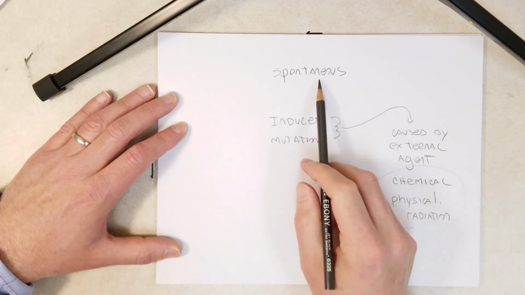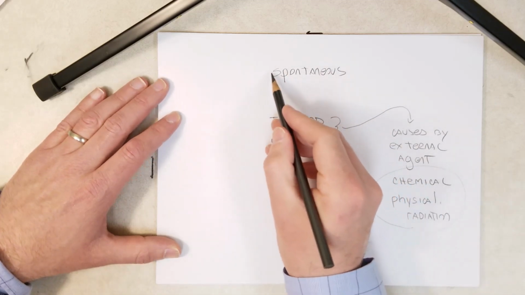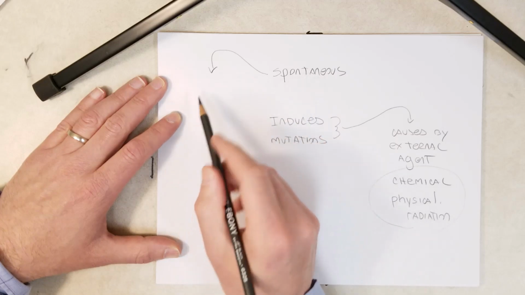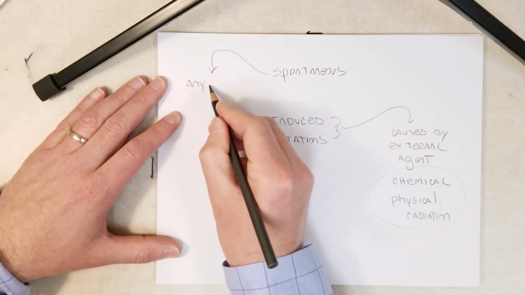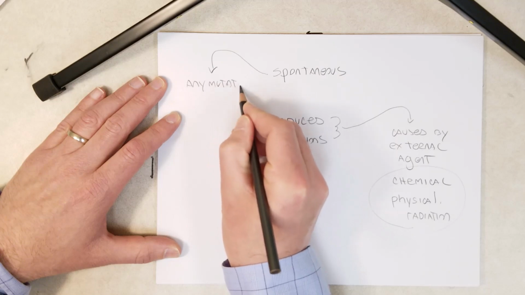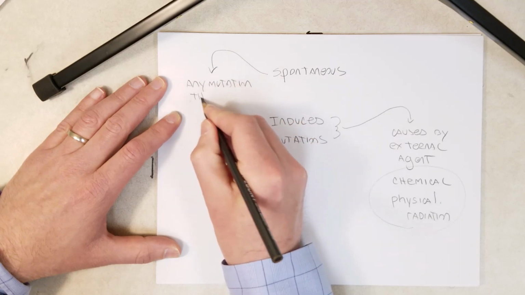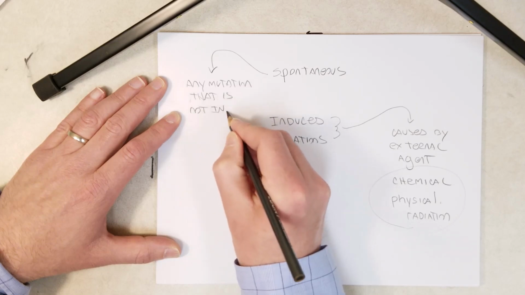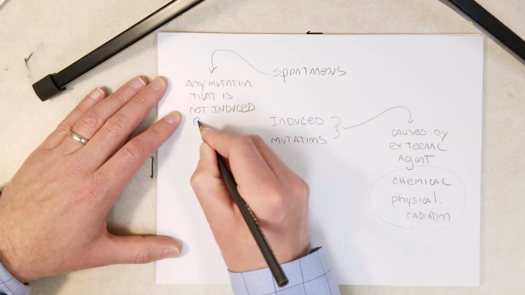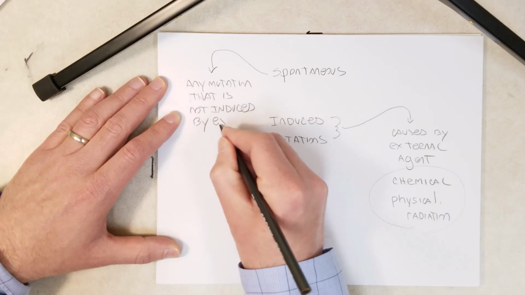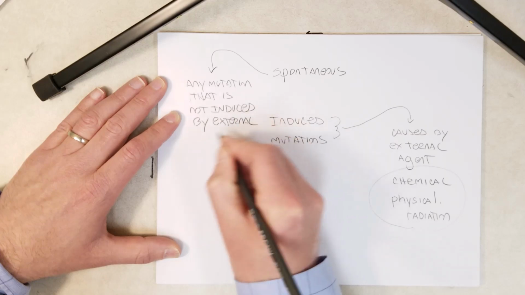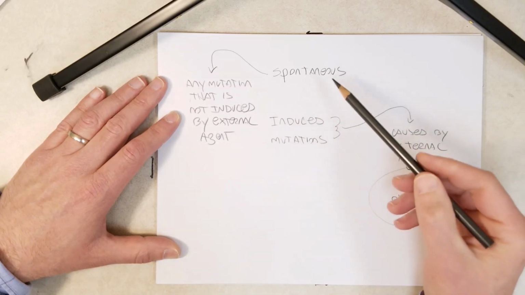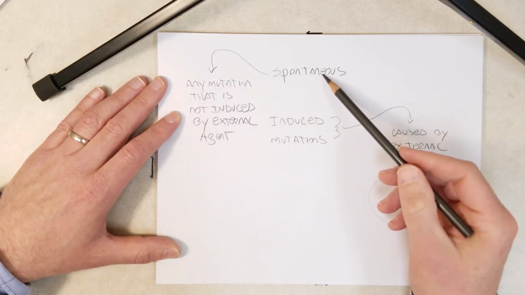So what do we mean by spontaneous? A spontaneous mutation, I think the easiest way to understand this is, any mutation that is not induced by an external agent. So essentially anything that's not an induced mutation is a spontaneous mutation.